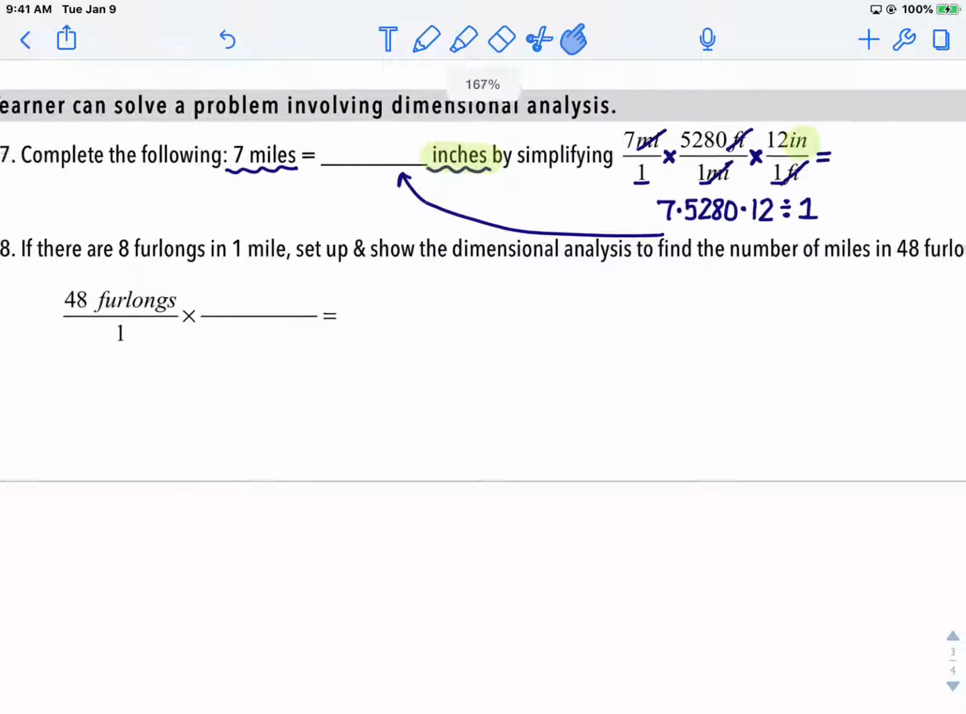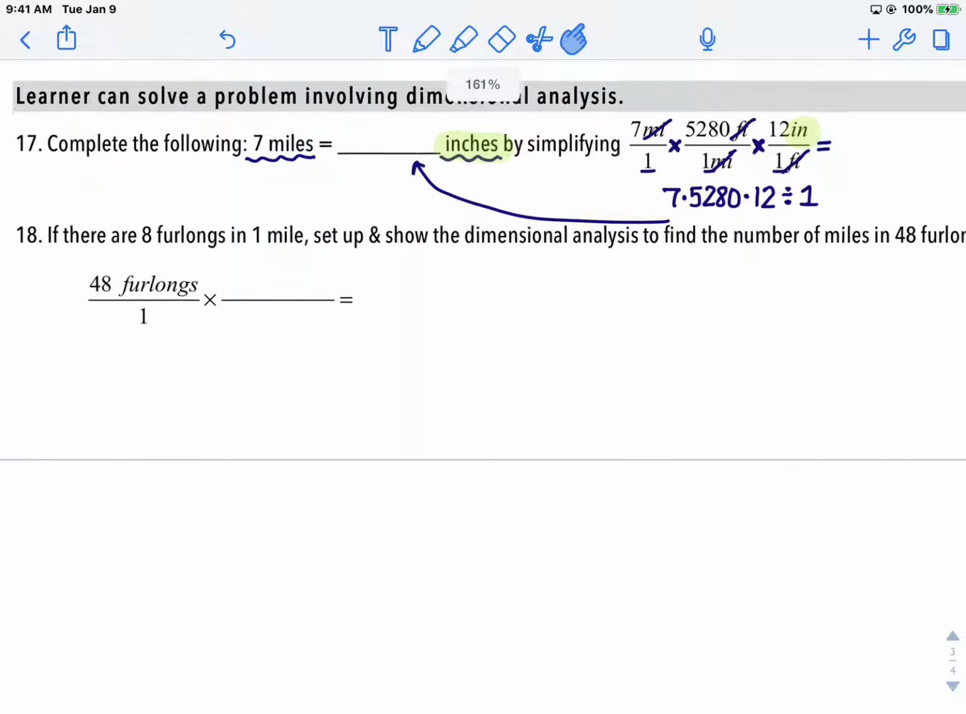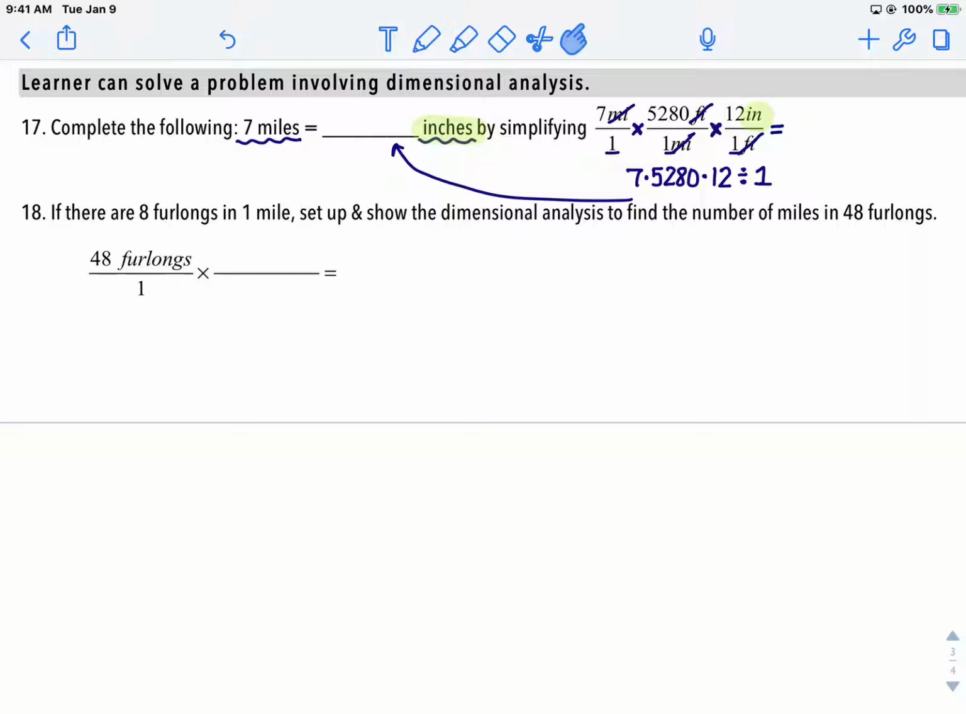The last one, though, they want you to set one up. So they tell you that there are 8 furlongs in 1 mile. That's a fact. Furlongs are a distance in horse racing. They want us to set up and show that dimensional analysis. So they're checking the work and not just the answer to find the number of miles in 48 furlongs. So they started with 48 furlongs over 1 to make it a fraction, and they're saying they need to multiply by something.